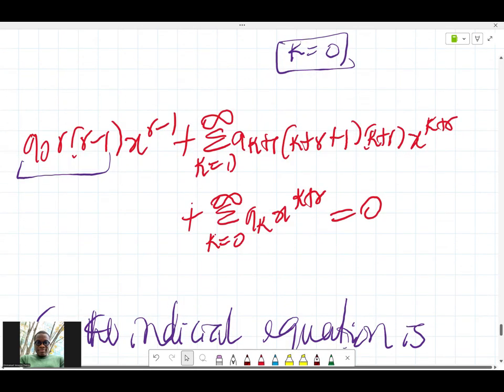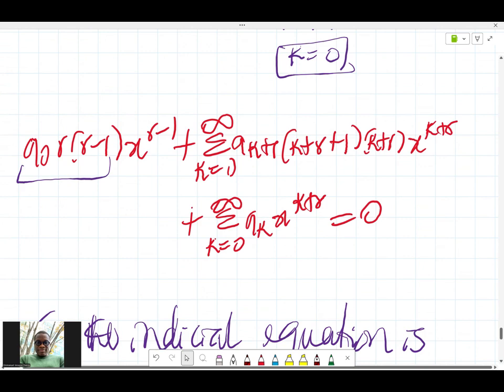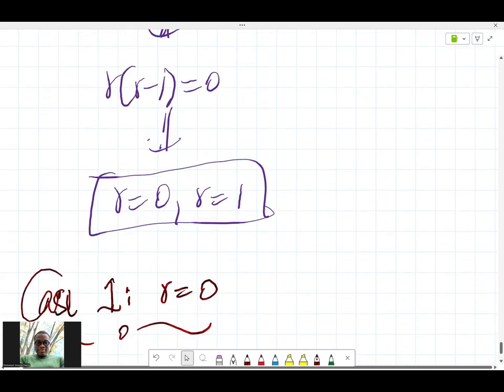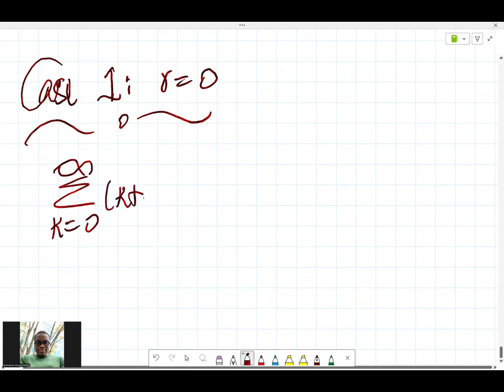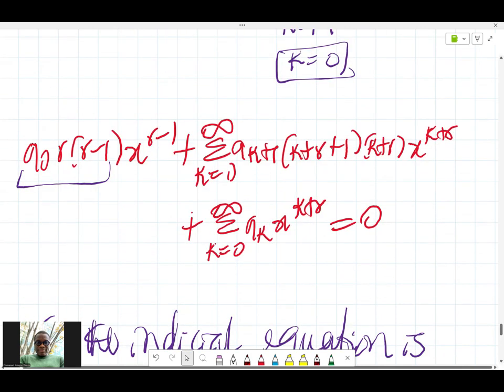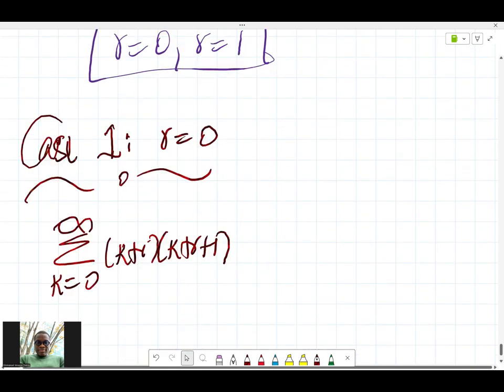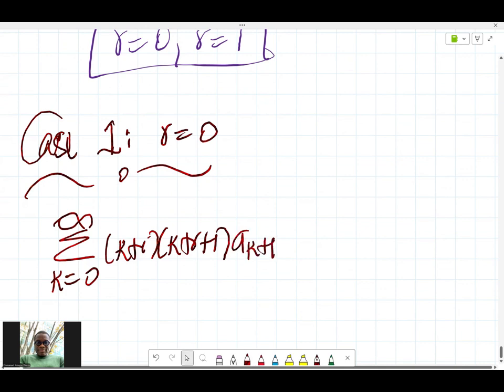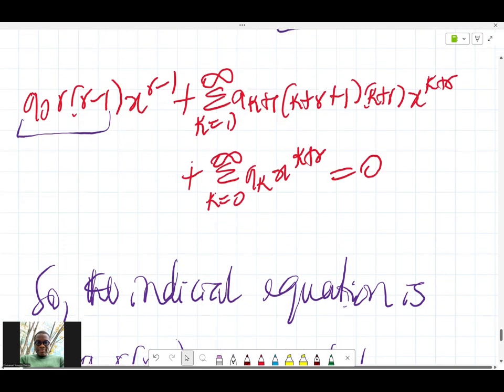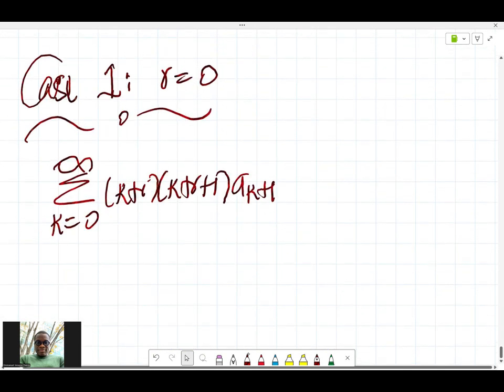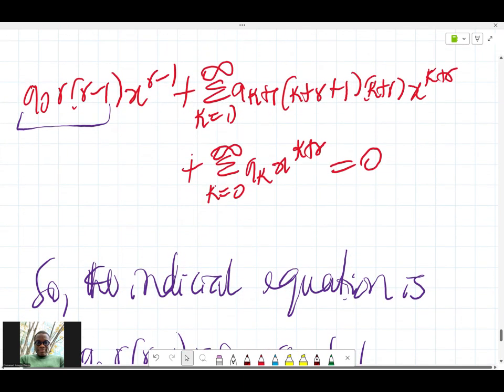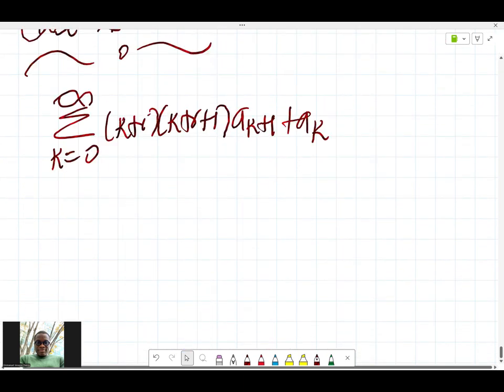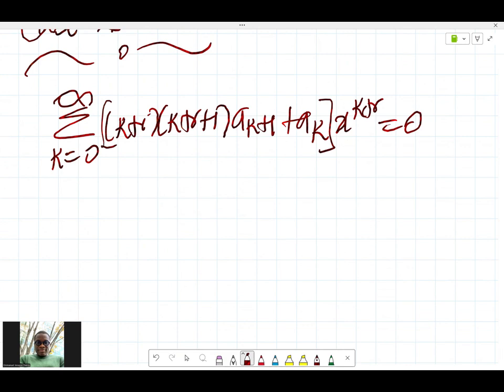We just put everything together. Then we have ak plus 1 times k plus r into k plus r plus 1. I'm just rearranging. Then we have ak alone, so plus ak down there. Then x raised to power k plus r is common now, so all this into x raised to power k plus r equals 0.